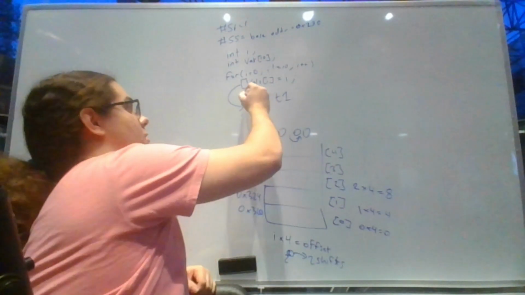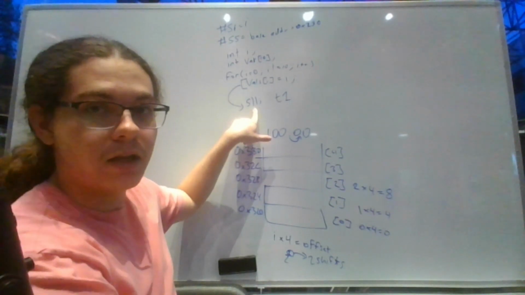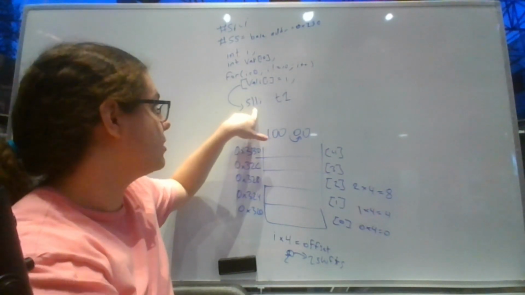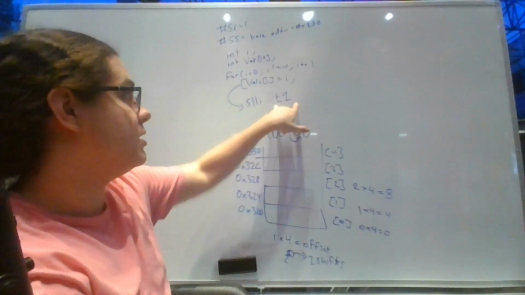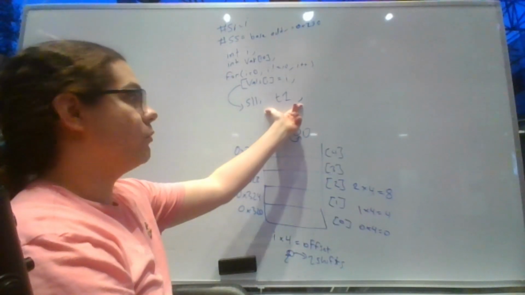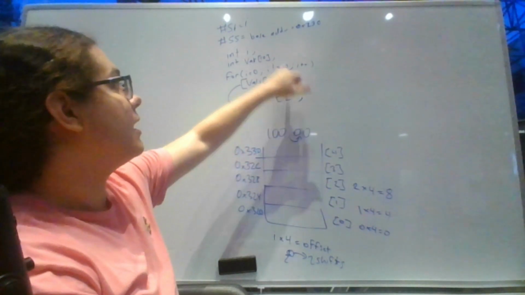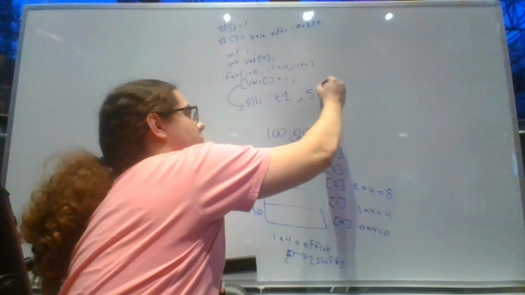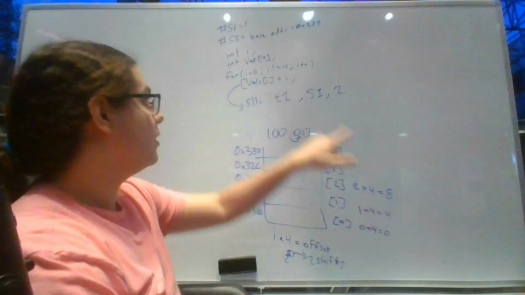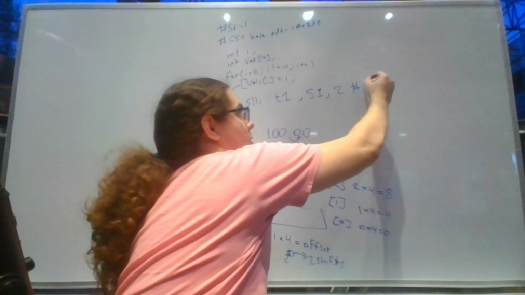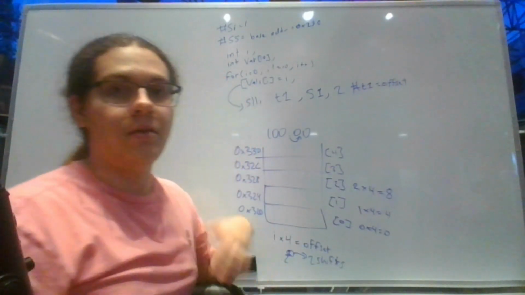So I say shift logical left immediate. I'm doing a logical shift, so I'm not doing a sign extend, I'm doing a 0 extend. And then left, so I'm shifting everything left by an immediate value, and I'm going to store the result in T1. The thing that I'm shifting is I, which in this case is S1. I'm shifting it by 2 units, so twice to the left. And now T1 is going to be my offset.